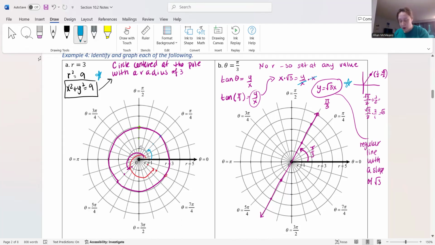In the next video, we'll do a little investigating with horizontal and vertical lines. They're a little bit different.